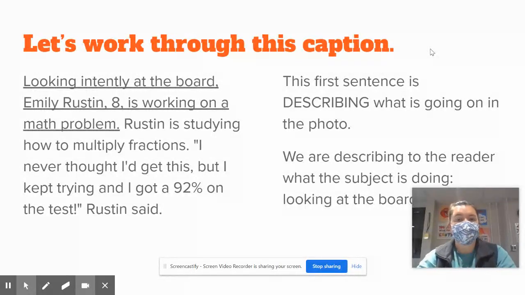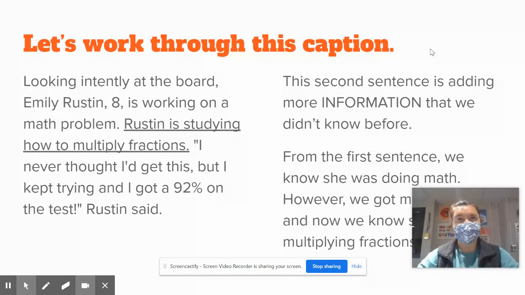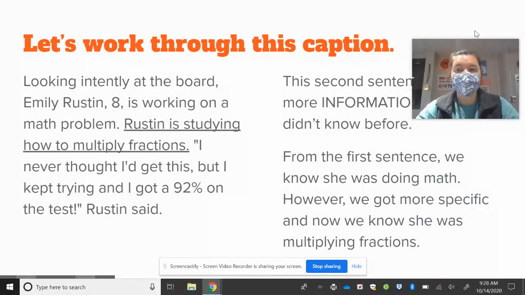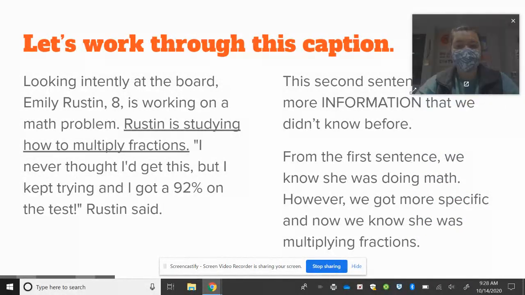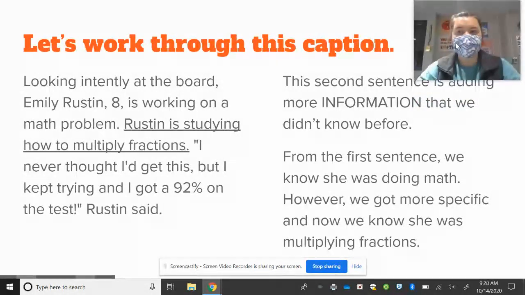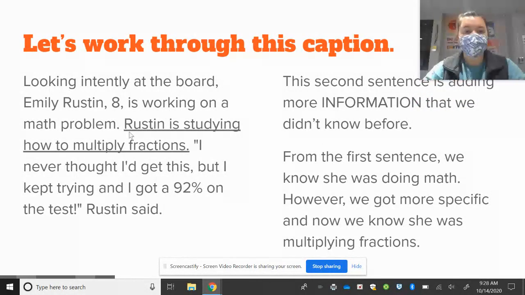That's the first sentence. The second sentence, this is where we add more information that the reader didn't know before, or you can't exactly tell just from the picture. So from the first sentence, we know that she's doing math, right? But now we know specifically she's multiplying fractions. It's a simple sentence. It doesn't have to be long, but it is telling us more things that we didn't know before about what was going on in the picture.